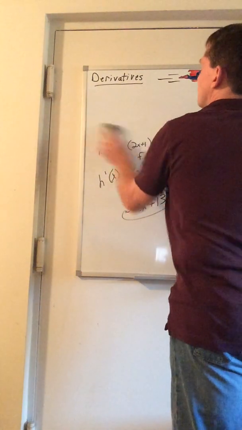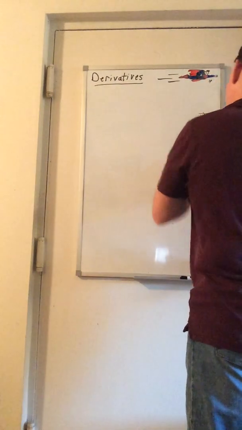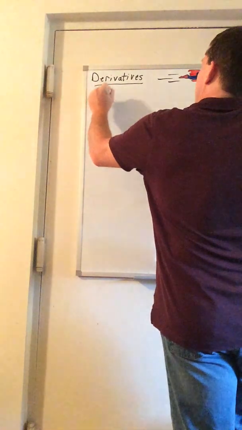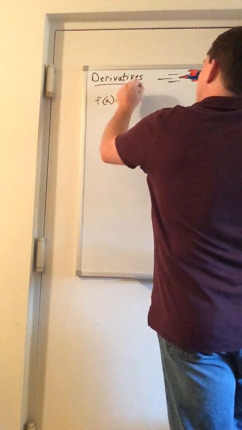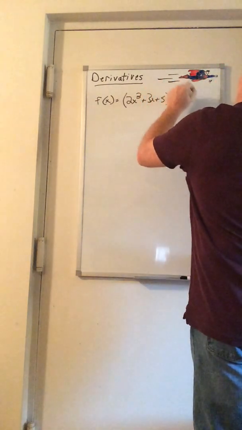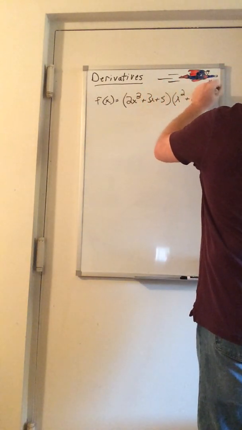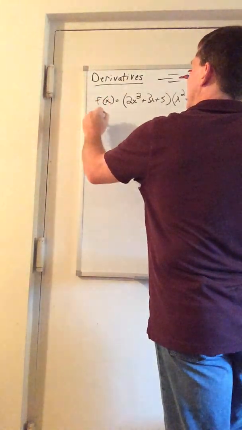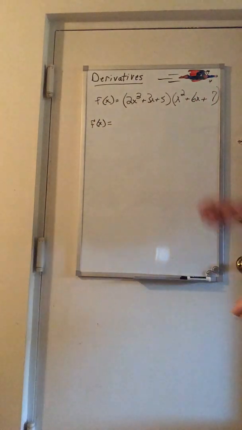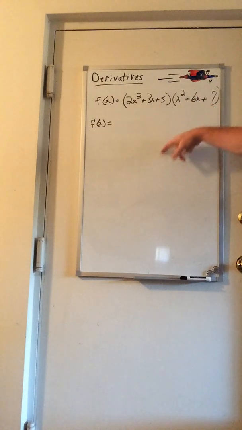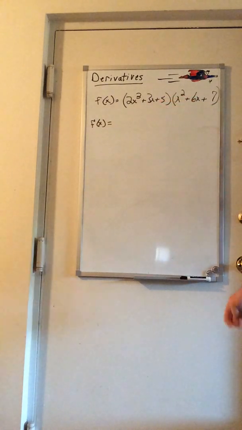But suppose we have something like f of x equals 2x cubed plus 3x plus 5 times x squared plus 6x plus 7. Find f prime of x. I could FOIL those things out. I'm not going to. Combine like terms. I'm not going to. Power rule each term. I'm doing none of that. Or I can apply the product rule.